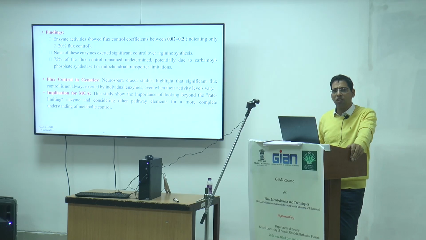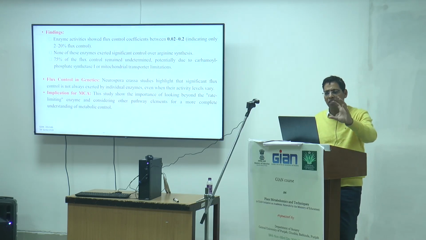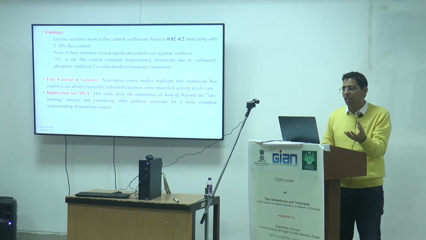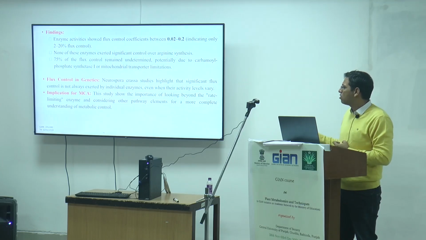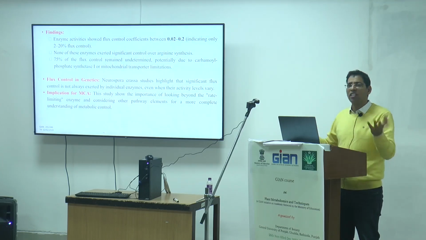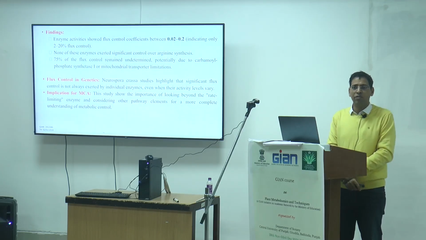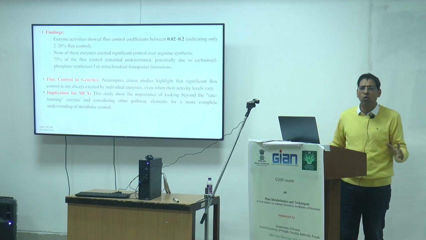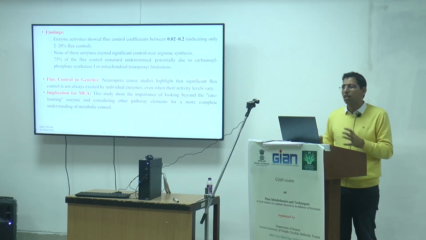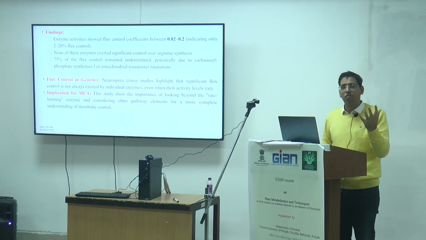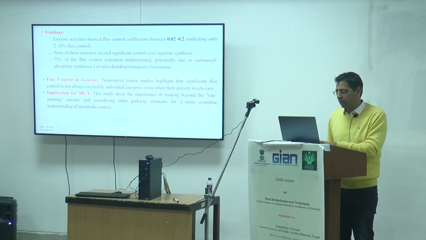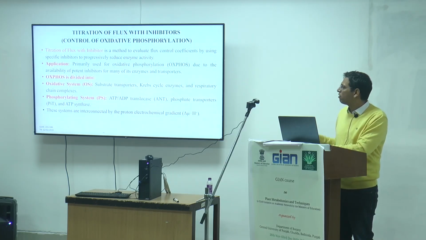So flux control in genetics highlights that significant flux control is not always exerted by an individual enzyme, even when its activity level is very low. The implication of MCA is that it goes beyond the rate limiting step. You not only have to identify the rate limiting steps, but you also have to identify the factors below the rate limiting steps, which are controlling the whole metabolic pathway, that specific pathway.